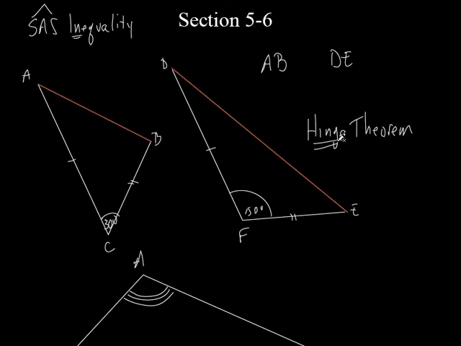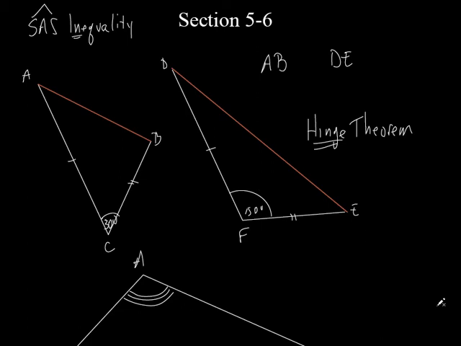You can say this, and that's okay. But I kind of like this because it explains the theorem a little bit better, doesn't it? It says if you have two sides of one triangle equal to two sides of another, and you have unequal included angles, then the side opposite is going to be unequal as well. So if this is your smaller angle, the side opposite is going to be smaller than the side opposite the bigger angle.